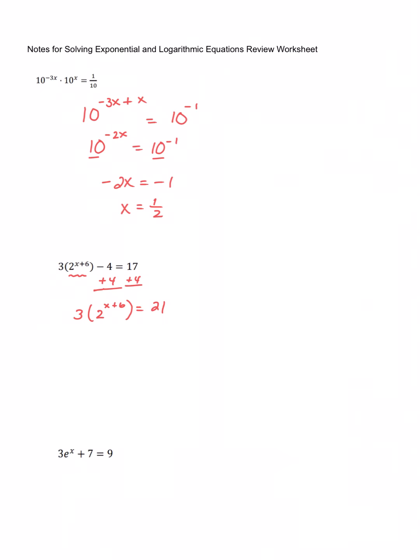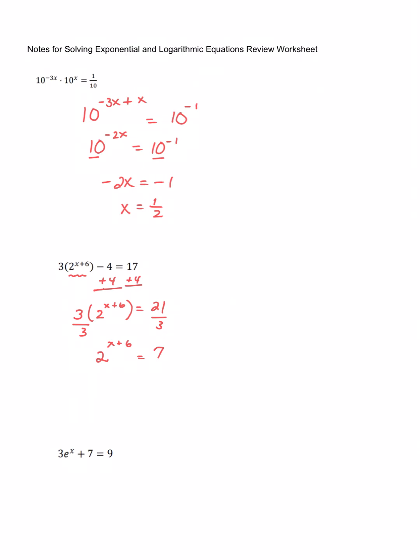Remember, you cannot multiply the 3 times the 2 because they do not have like bases, and the 2 has an exponent currently. So instead, you need to divide by 3 to get it away from the 2 to the x plus 6. Now this is an example where clearly you can't get both sides to have a base of 2. 7 is not 2 to the anything power.